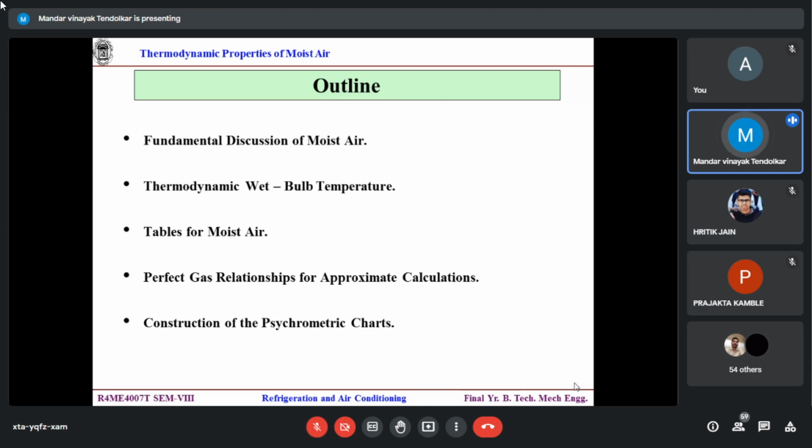Then we will discuss a little bit about the construction of the psychrometric charts, which you are going to use to solve the numericals. Now these charts are called psychrometric charts. Do not say psychometric. Psychro is different, psycho is different.